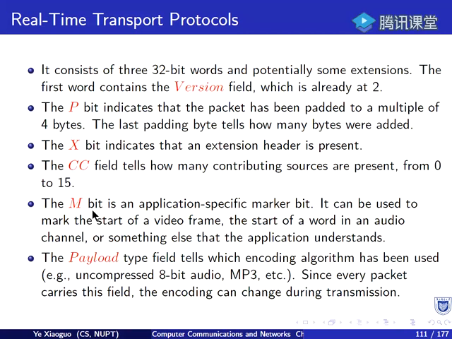The M bit is an application-specific marker bit. It can be used to mark the start of a video frame, the start of a word in the audio channel, or something else that the application understands.